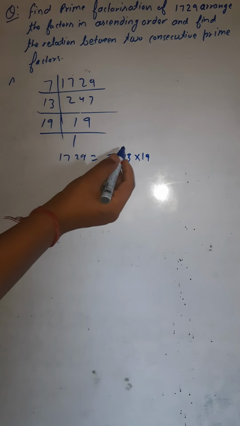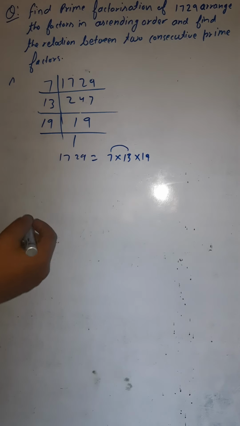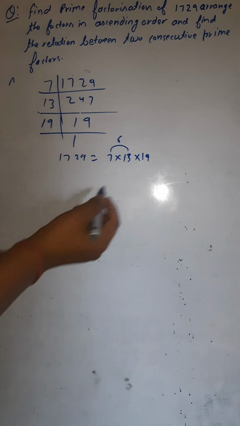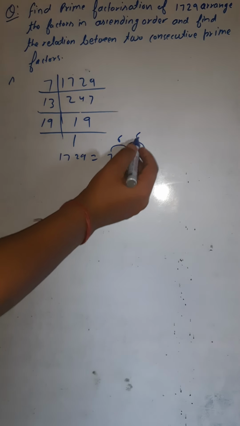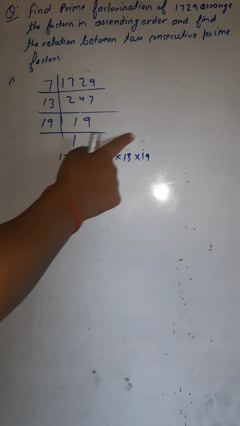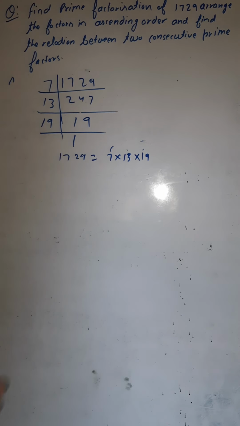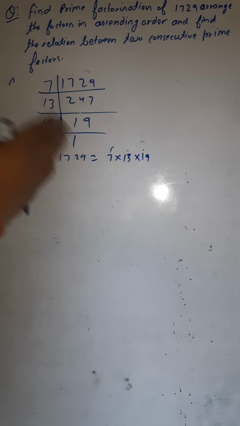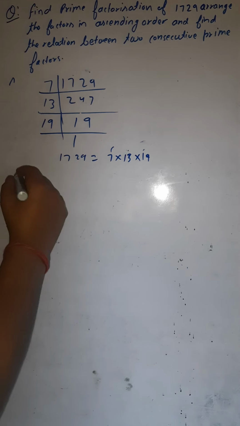If you see, what is the difference of 13 and 7? It is 6. And the difference of 19 and 13? Again it is 6. So you would write the difference between each prime factor is 6. Okay? Or you can say the later is 6 more than the previous one. Okay?